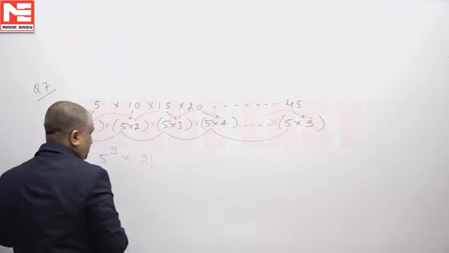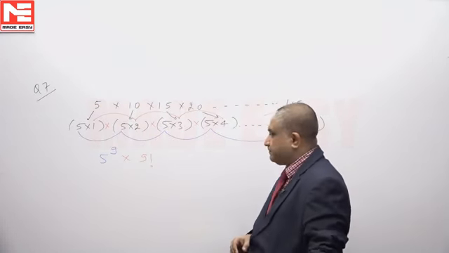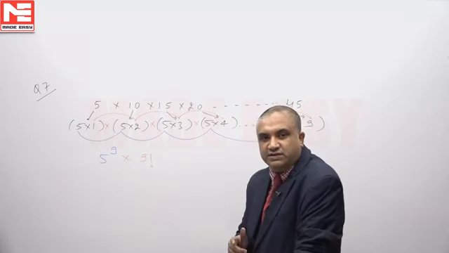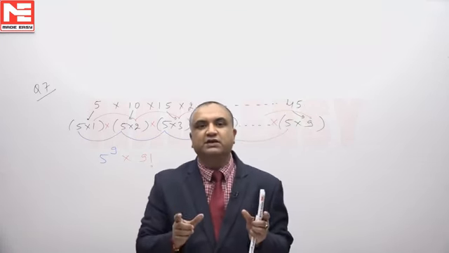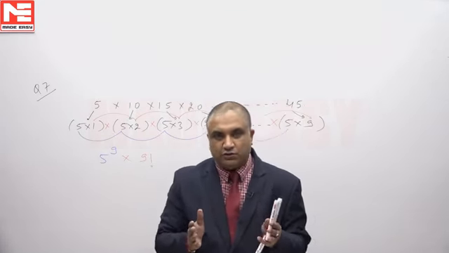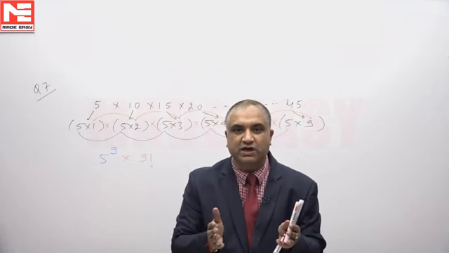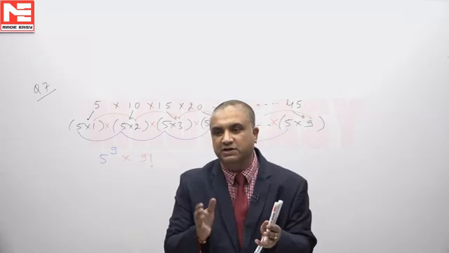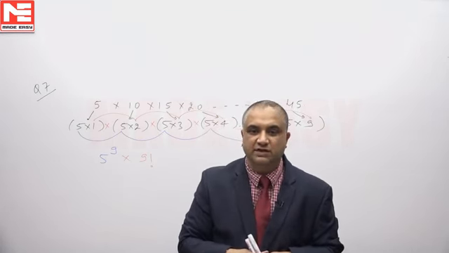Now be careful here. We need to count how many 5's are there and how many 2's are there, and whichever is in limitation is going to decide how many zeros are there. A multiple of 10 will be produced from a 5 and a 2, and the quantity which is the limitation is going to decide how many zeros there are.